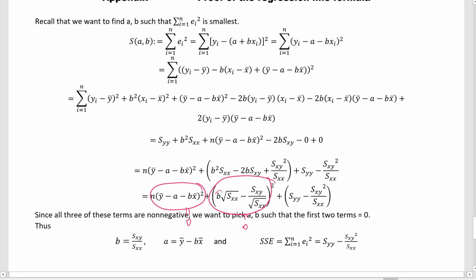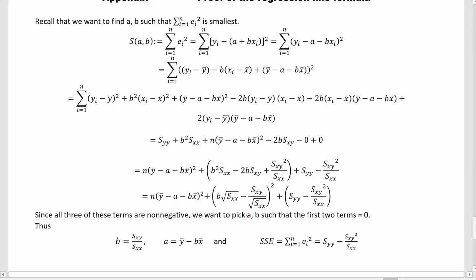So that means we can solve for b. Set this equal to 0, we can solve for b. b is then Sxy over Sxx. And using this formula, we can solve for a. So a is y bar minus b x bar. So after we get all of these to 0, our sum of error square equals Syy minus Sxy square over Sxx. Okay, so this is the algebra.